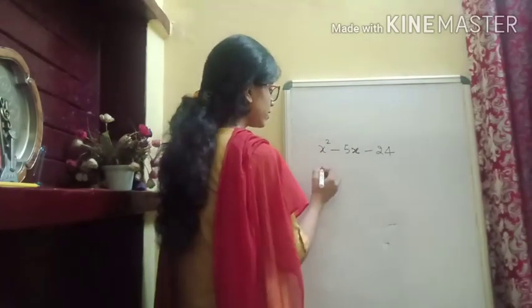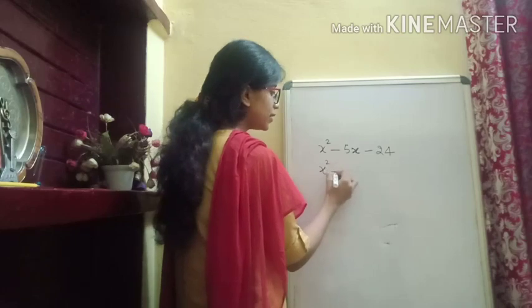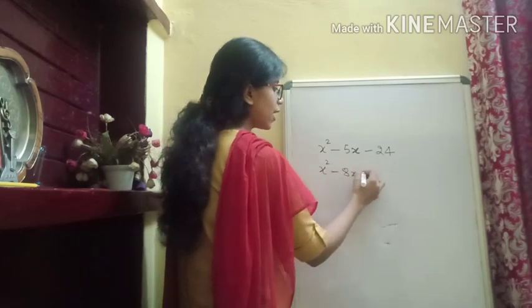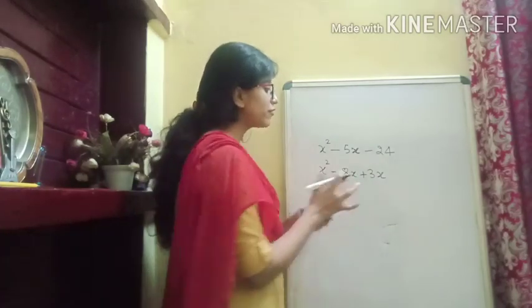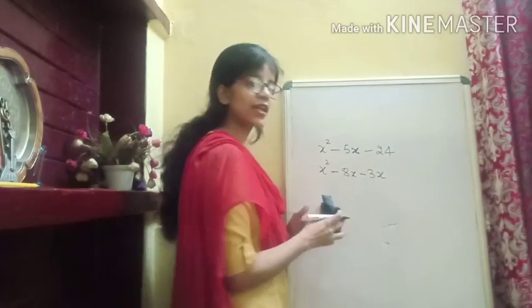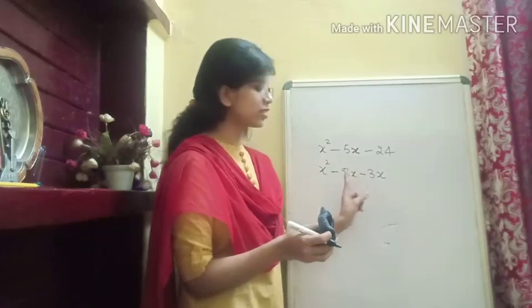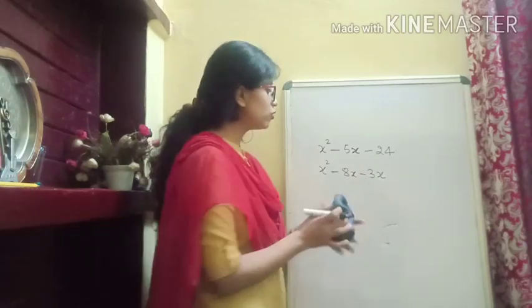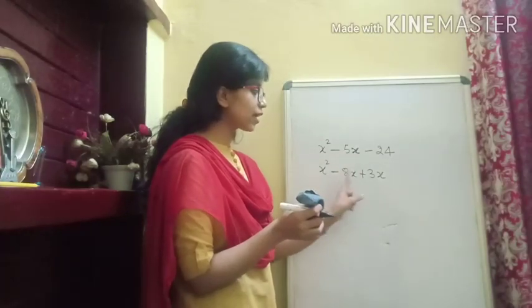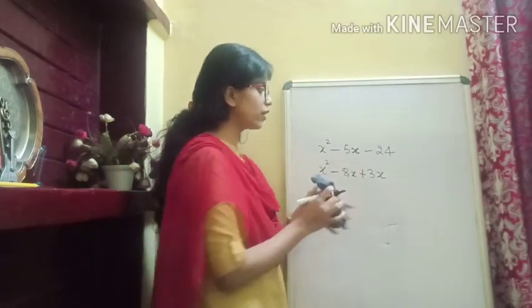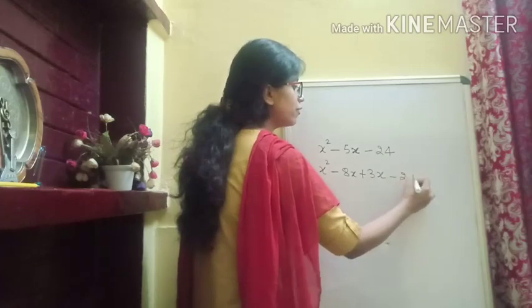Now if you see, I write x square minus 8x as we have seen, and plus 3x, is it okay? You always see the sign. What if I would have written here with minus sign? That would give you minus minus plus, and that would become minus 11. We don't want 11, we want minus 5. So it would be minus 8x plus 3x, which will give you minus 5x, and minus 24.